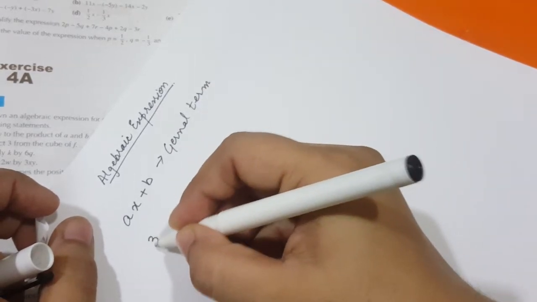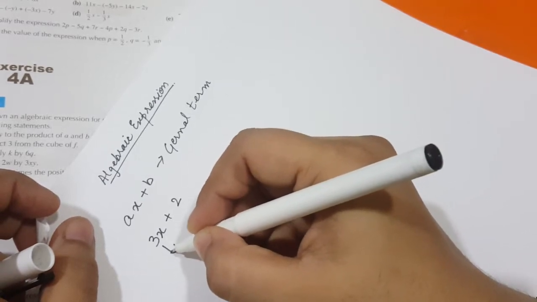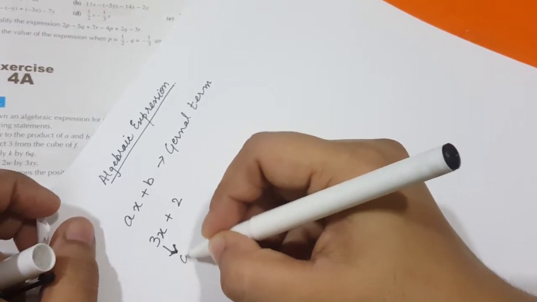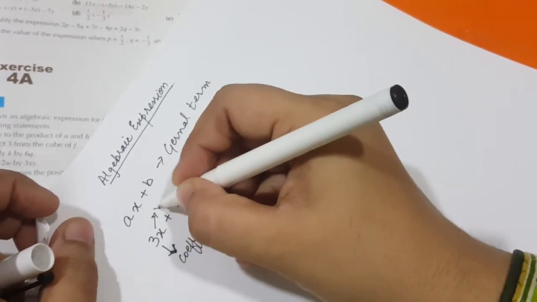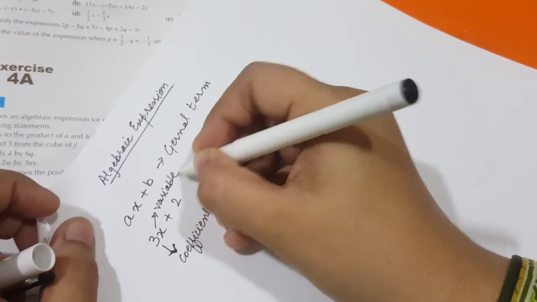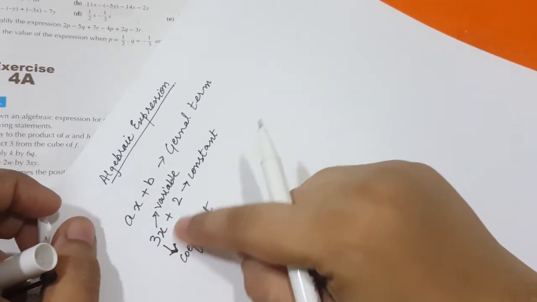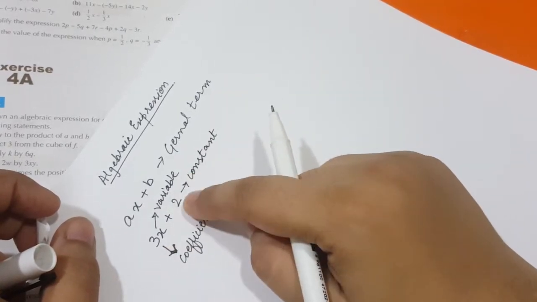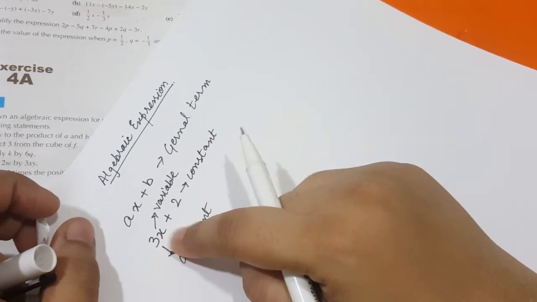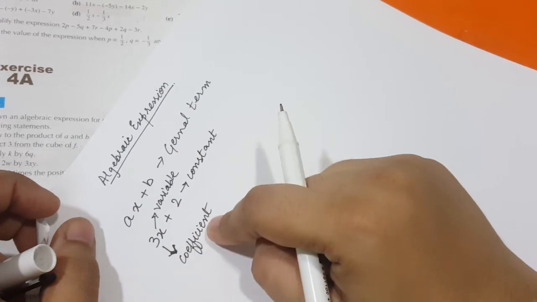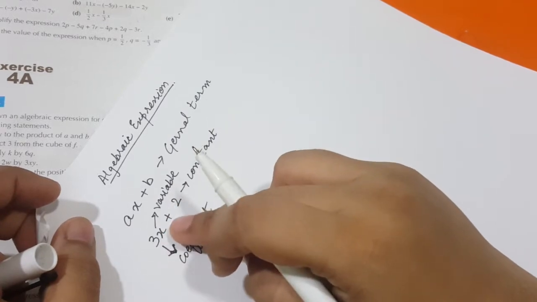Now if I want to write 3x plus 2, in this case this 3 is our coefficient, this x is the variable, and this 2 is the constant. The number written in the linear expression without any variable we call a constant, and the number written with the variable we call a coefficient. And at your level we have only studied expressions with one variable.